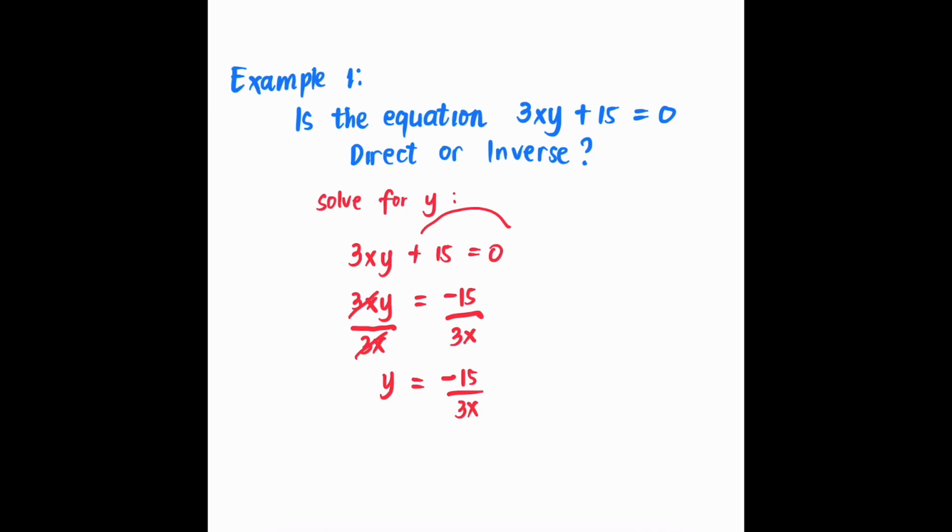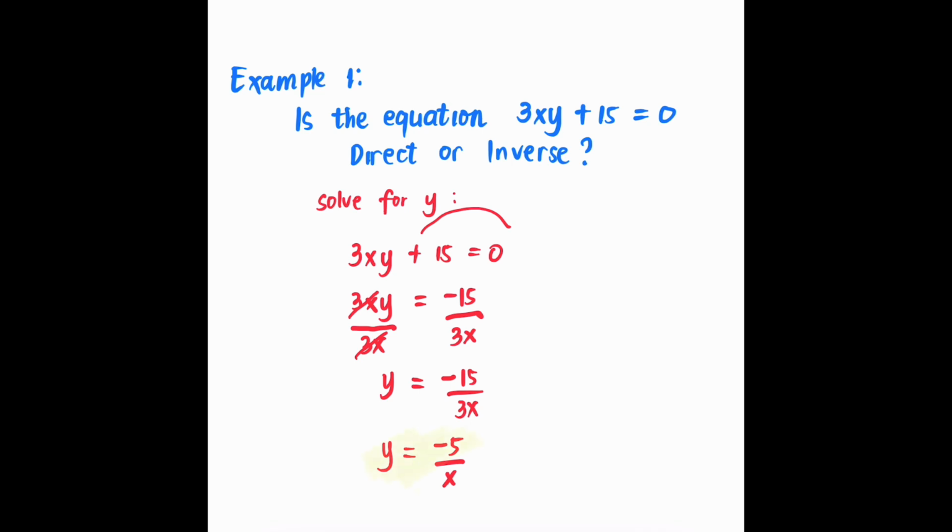However, we need to simplify the right-hand side of the equation. So you can see the coefficient, right? We have negative 15 divided by 3, and we know that we can simplify it. The simplified form will be negative 15 divided by 3 is negative 5. So that will be negative 5 over x. And this is the equation that we got.